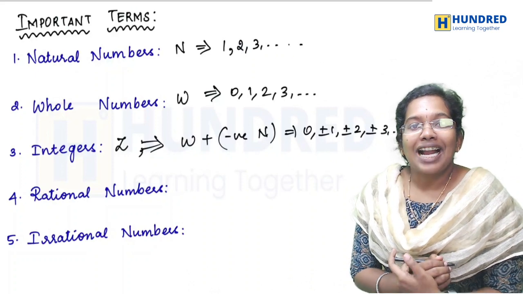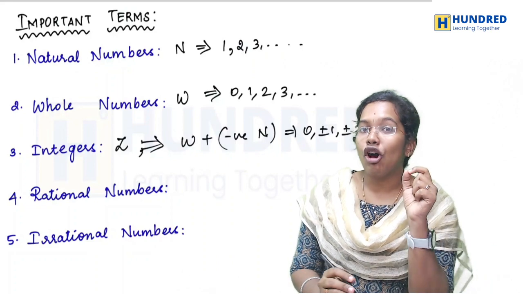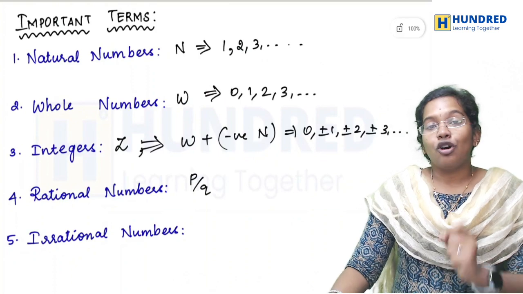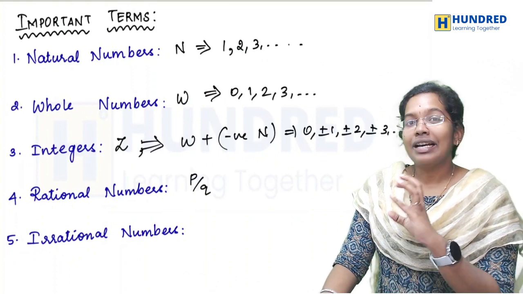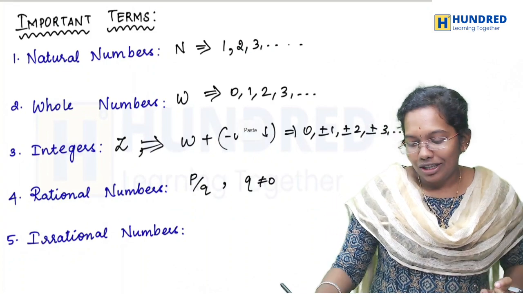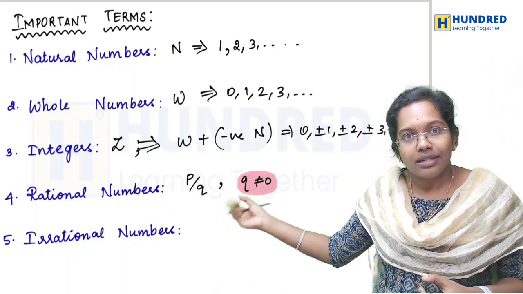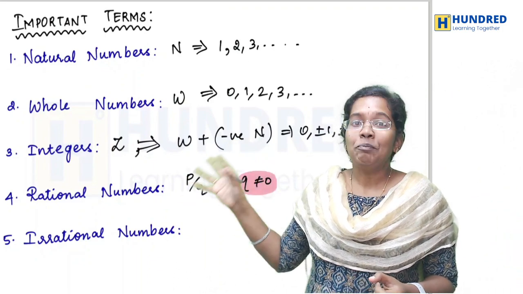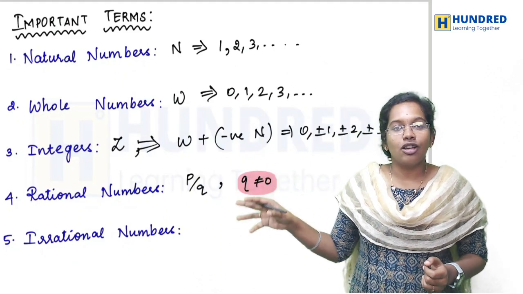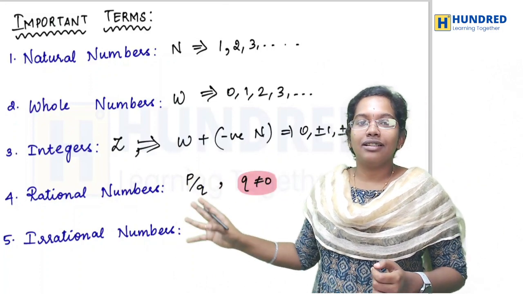Rational numbers are numbers of the form p by q, which are fractions. Numbers of the p by q form are called rational numbers. Here you have to know that q will not be equal to 0. What happens if q is equal to 0, that is, the denominator is 0? Then that number becomes infinity. Anything divided by 0 is infinity. So whenever you write a rational number, you have to write that the denominator is not equal to 0.